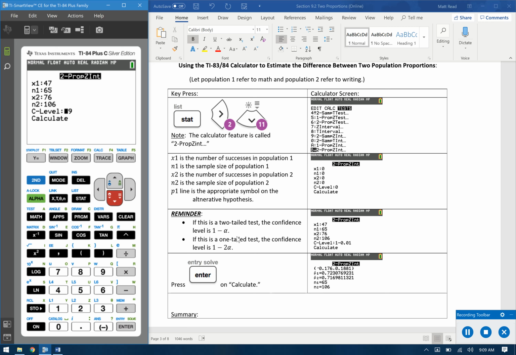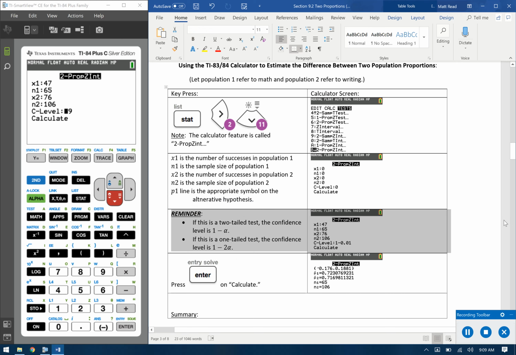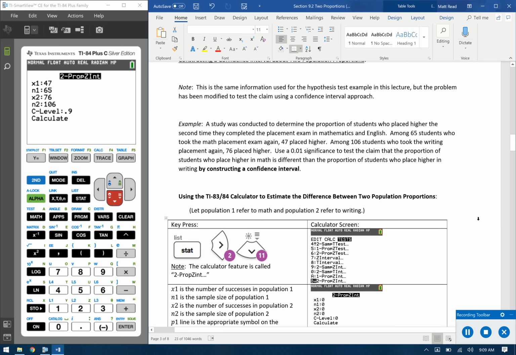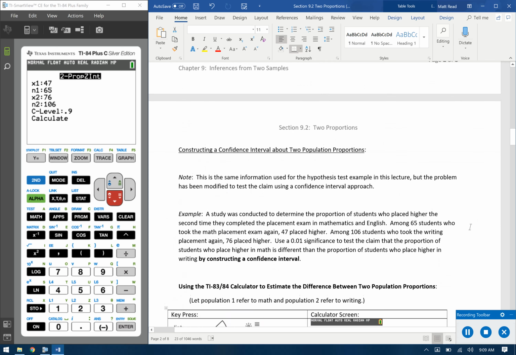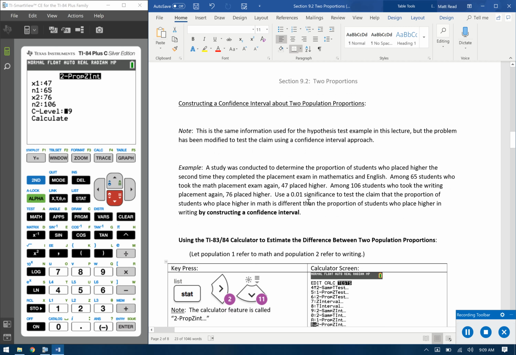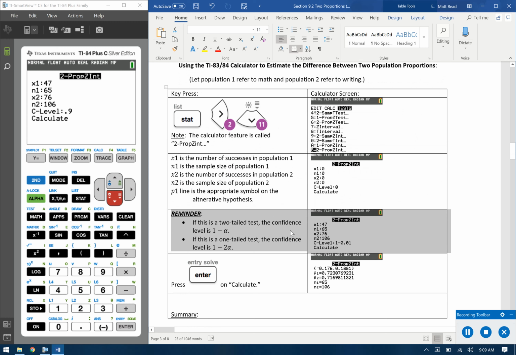Now we get to the confidence level, and I want to go to this reminder line right here. Okay, I've highlighted it on your screen. If this is a two-tailed test, the confidence level is 1 minus alpha. Now, if this is a one-tailed test, the confidence level is 1 minus 2 alpha. So let's go back up to this problem here. And we're talking about testing the claim the students who place higher in math is different than. Different than is a not equal to sign, and not equal to signs on the alternative are two-tailed tests. So that means we're going to enter 1 minus alpha.